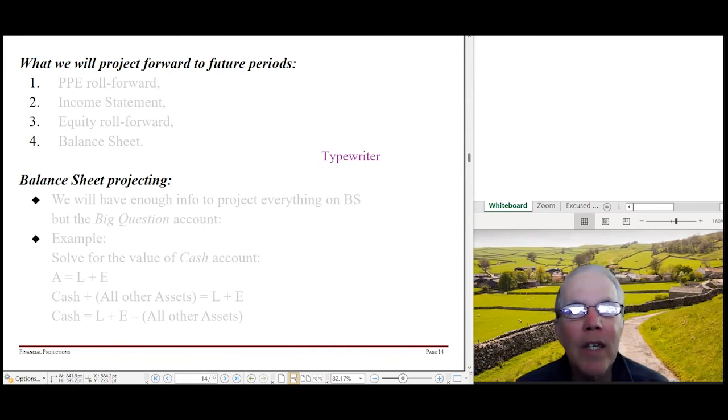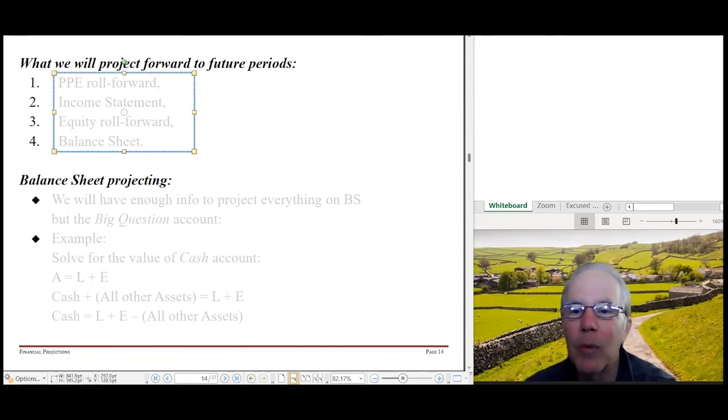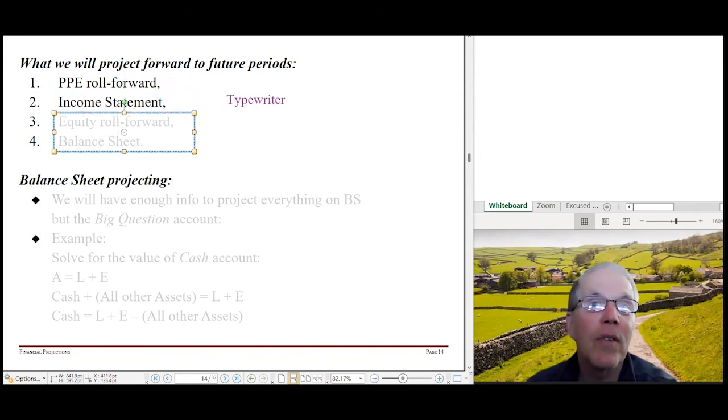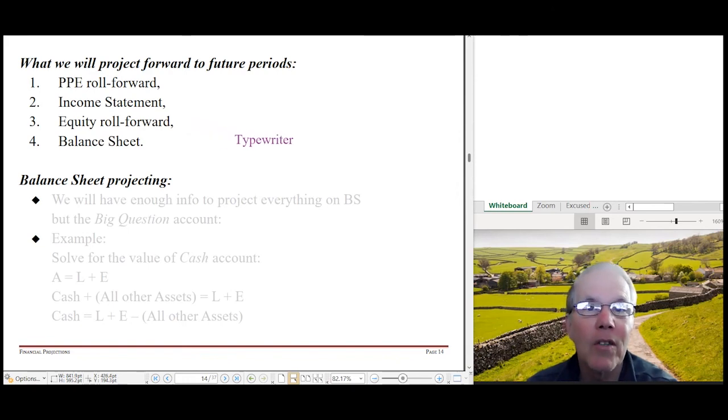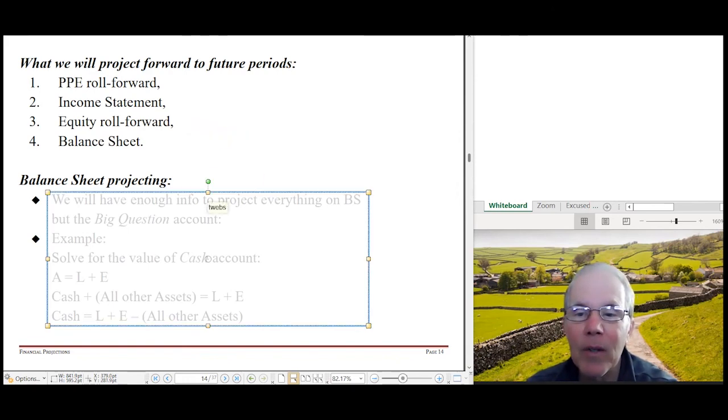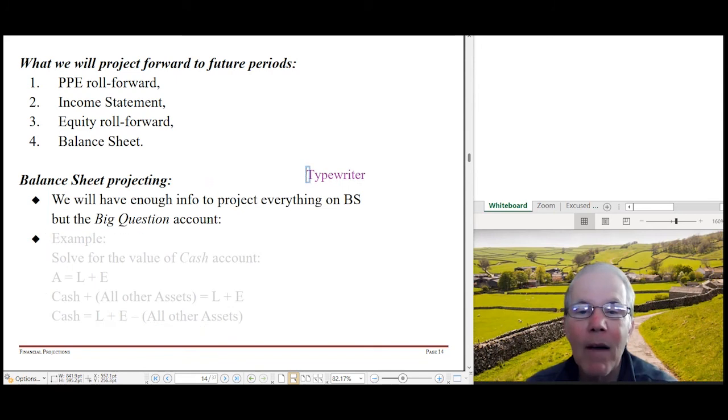All right, so what are we going to need to project exactly in future periods? We're going to need our PPE roll forward, and we're going to need our income statement. And this is in the order that we'll want to project them into the next year. So first will be PPE roll forward, second will be income statement, third will be equity roll forward, and then fourth will be balance sheet. And on the balance sheet, when we're projecting, remember, we'll have enough info to project every account on the balance sheet except for the big question account, okay?